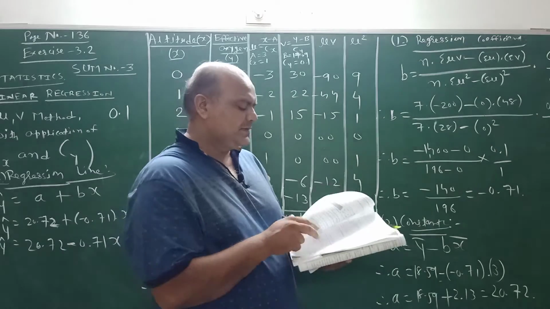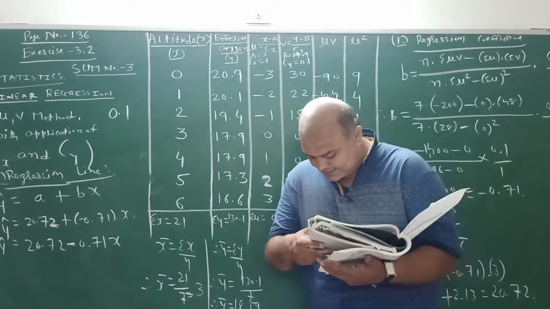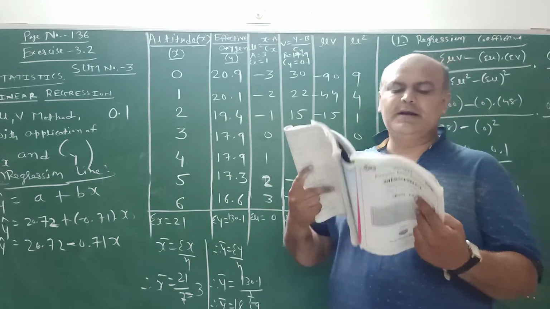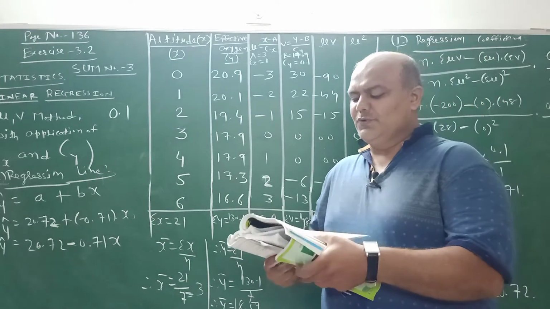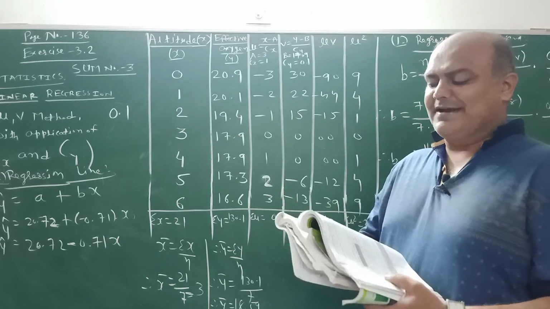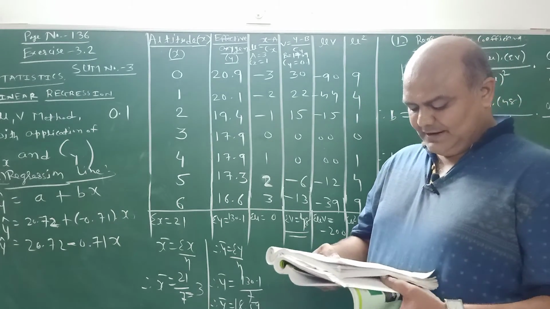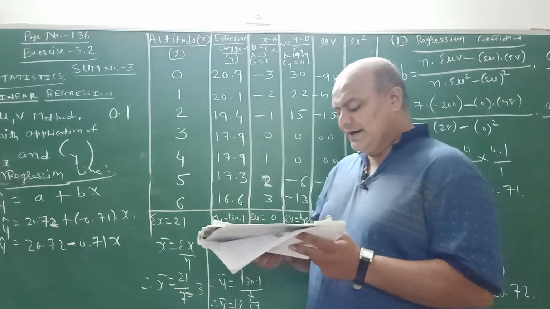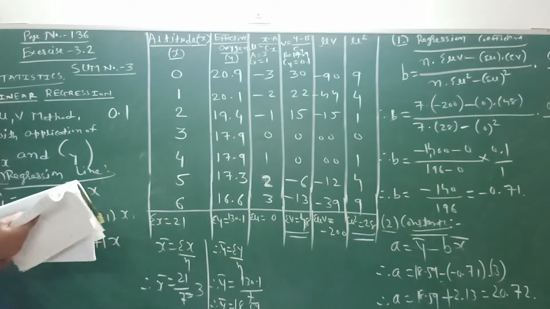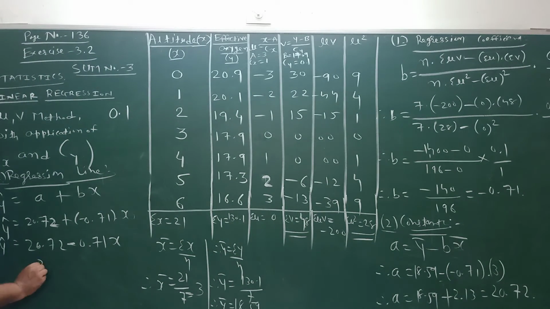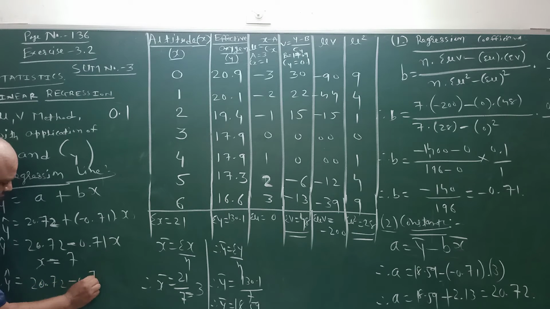Now, if they ask to do the forecasting, then we have to do forecasting also, my dear students. Yes, they ask for forecasting also. X is provided as 7. If the altitude of a place is 7 units, estimate the percentage of effective oxygen. So X is provided, that is 7. In place of x for forecasting, we have to put 7.